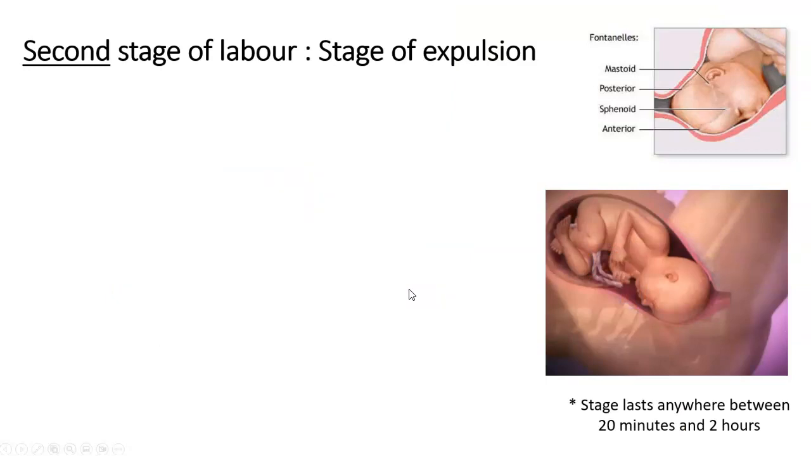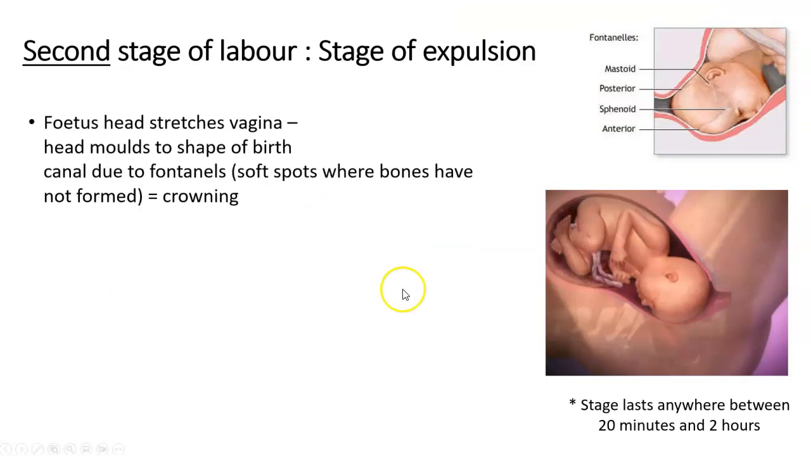Okay, the second stage of labour is expulsion. And here the fetus head will start to stretch the vagina, and it will mould to the shape of the birth canal. And the reason why it's able to do this is due to the fontanelles. So these are the soft spots on the baby's head where the bones have not formed. So those bones will start to overlap slightly, and you can see part of the fontanelles there. And when those bones overlap, it makes it a little bit easier for the baby's head to leave and push through the birth canal.